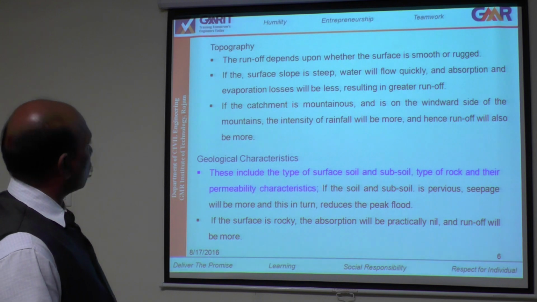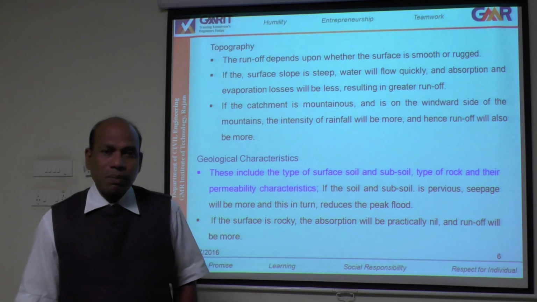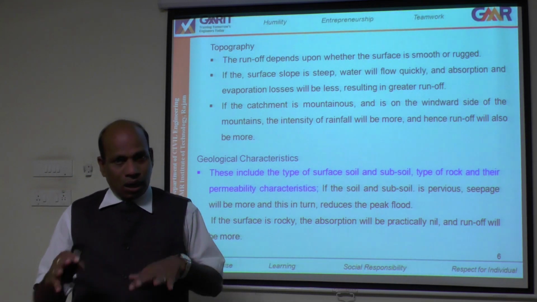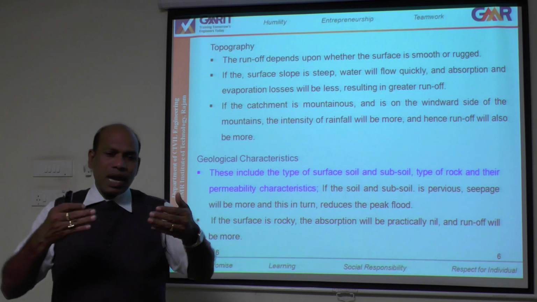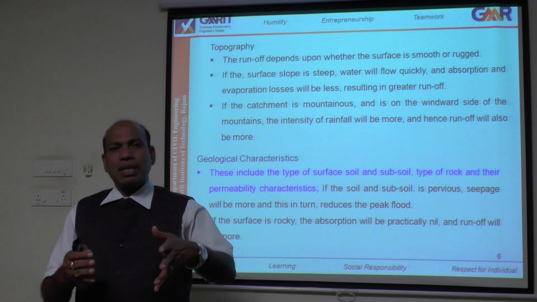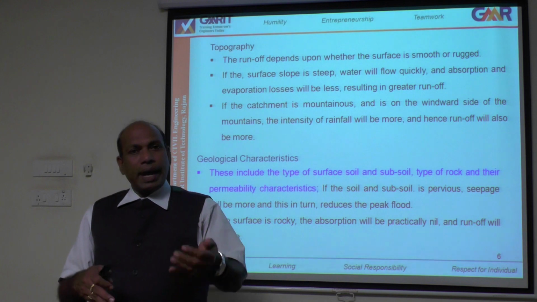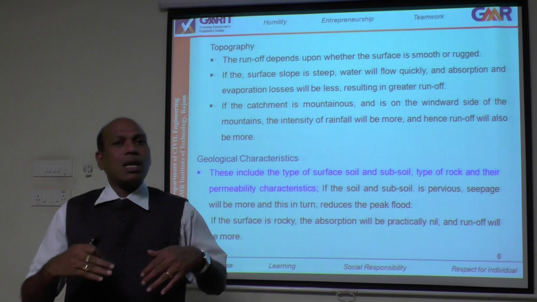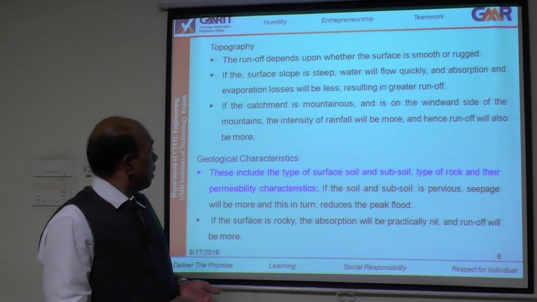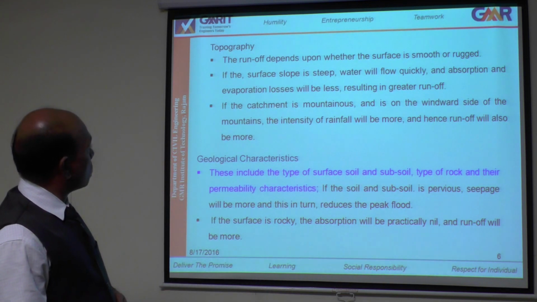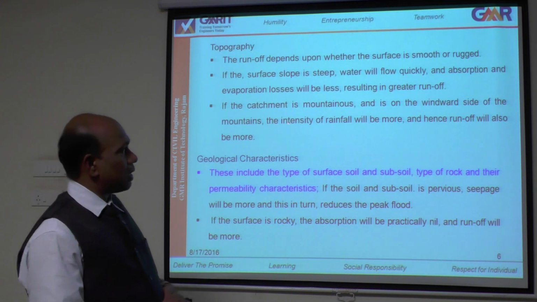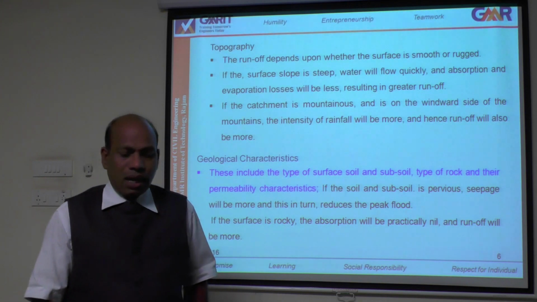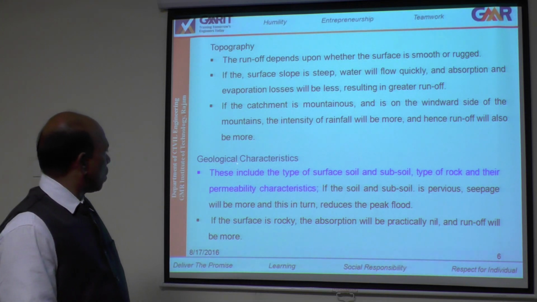And another one is the topography. The runoff of a catchment also depends on whether the topography is smooth or rough. If the catchment area has steep slopes, automatically the velocity is too high. In that situation, the evaporation losses are also less, therefore the runoff will be high. Whereas in case the rainfall is distributed over mountain catchments, there are also high floods, that means high runoff. And the next factor is geological characteristics.